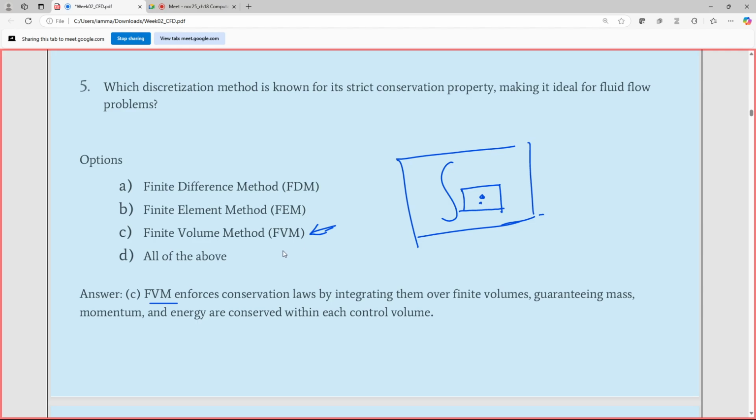So integrating itself gives the conservation property to it. The finite volume method by definition has the conservative property. Whereas in the finite difference method or finite element method, we have to add other methods, and sometimes we have to do some more tedious work to make it conservative. So it is not conservative by definition.